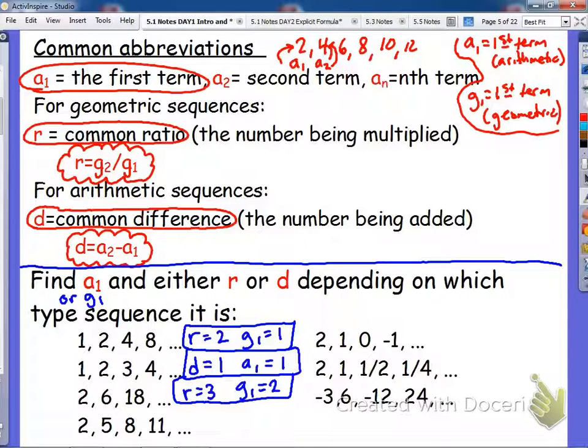Next, 2, 5, 8, and 11. What do I do to get the next term? I'm adding here, yeah? I'm adding 3, so that makes the common difference 3, and the A subscript 1 is what? 2.